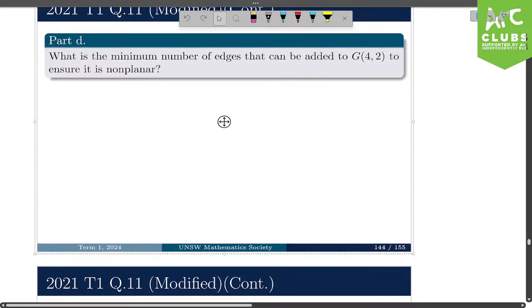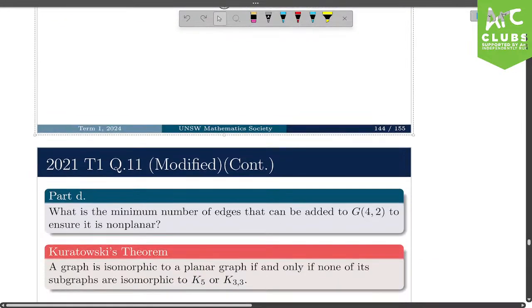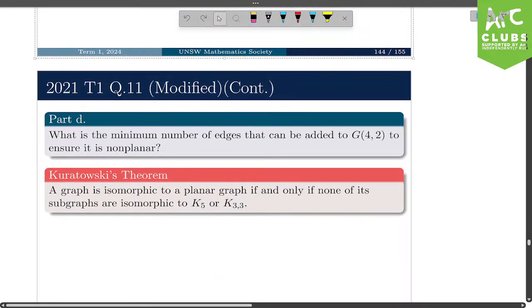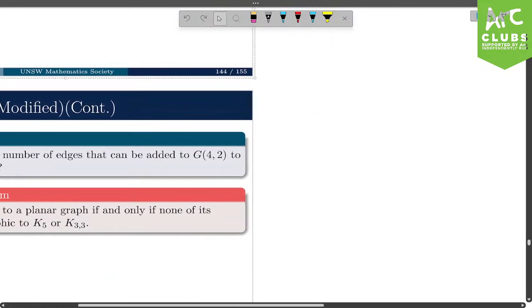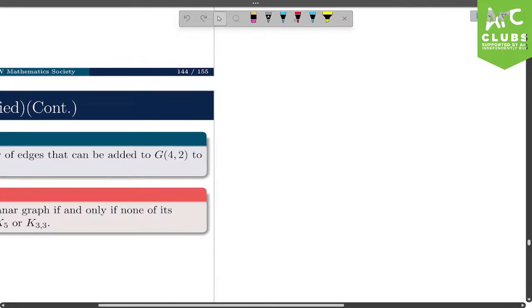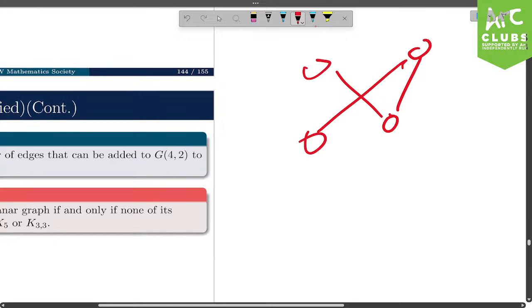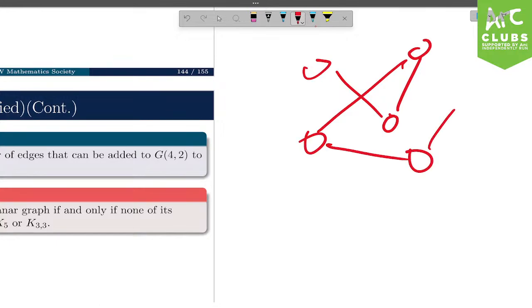What is the minimum number of edges that can be added to G42 to ensure it's non-planar? So first, we'll show what a planar graph is. A planar graph very simply means that if you have a graph like this, you can always move the vertices and edges around such that it tiles the plane and no edges cross each other.